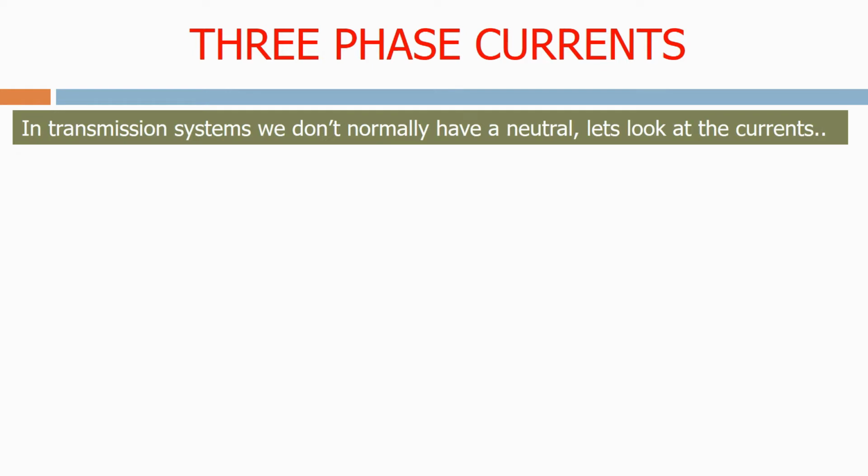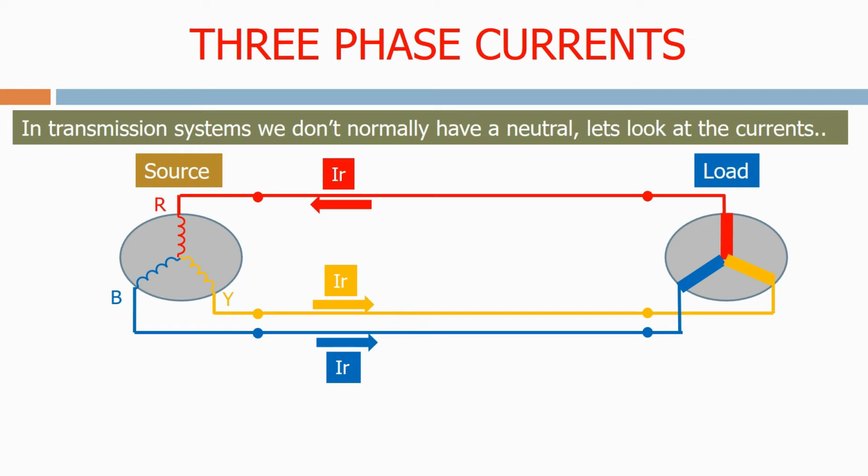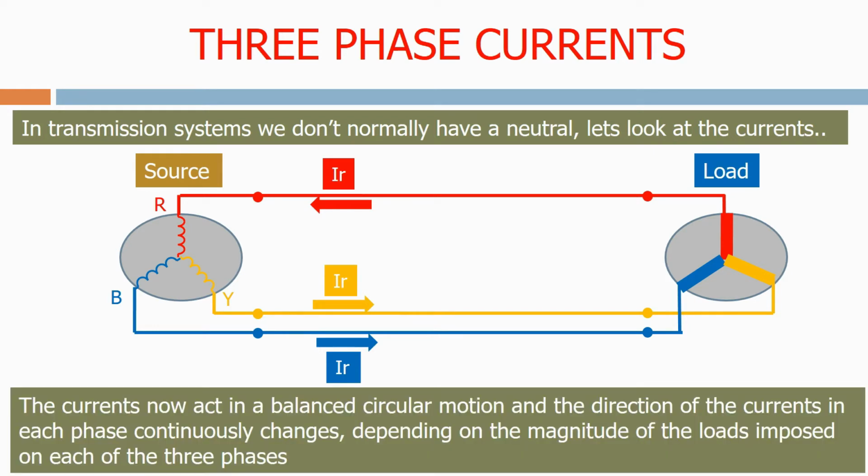In transmission systems, we don't normally have a neutral. Let's look at the currents. Here's the three-phase system without the neutral conductor. The currents now act in a balanced circular motion, and the direction of the currents in each phase continuously changes, depending on the magnitude of the loads imposed on each of the three phases.